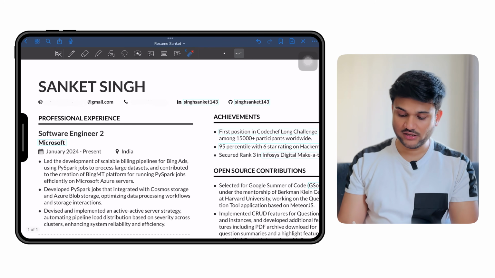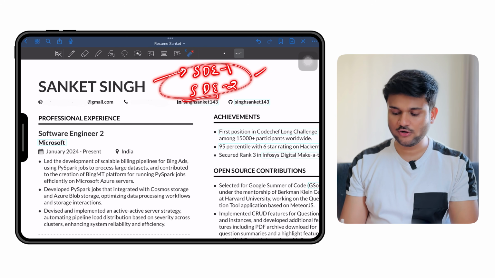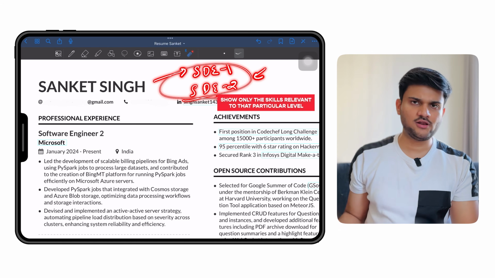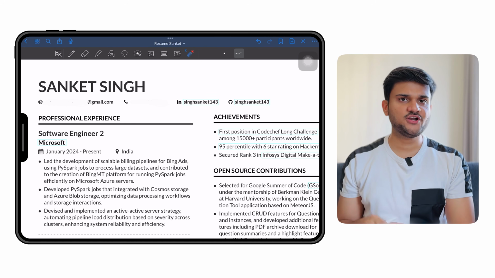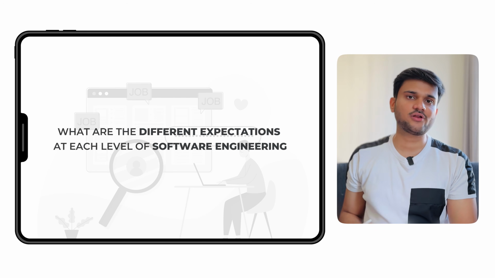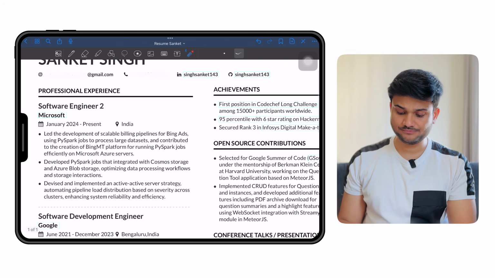Also make sure that whatever level you are applying to, for example, let's say an SD1 level or an SD2 level, you tailor your resume to show the skills required for that particular level. I'm planning to put a video on the different expectations at each level of software engineering, so that you can also understand what things you can put in the resume.